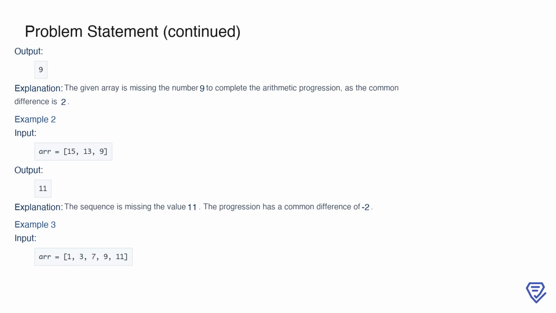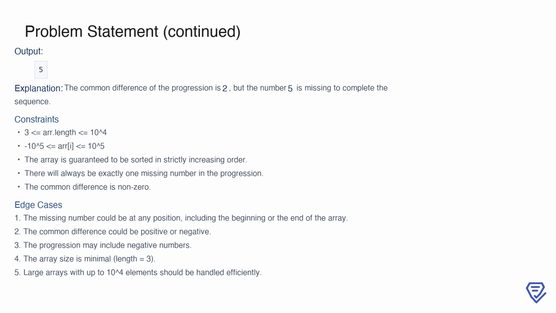These examples highlight how the missing number can be found by identifying the common difference and determining where the sequence breaks. Now, take the array 1, 3, 7, 9, 11. Here, the progression has a common difference of 2, but the number 5 is missing. Without 5, the gap between 3 and 7 disrupts the sequence. Once 5 is inserted, the progression becomes complete.